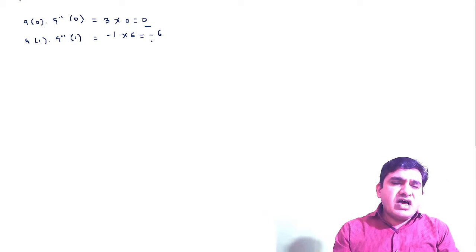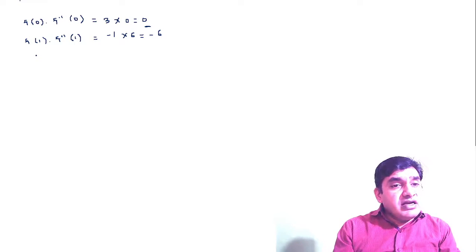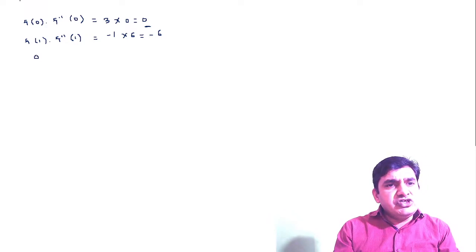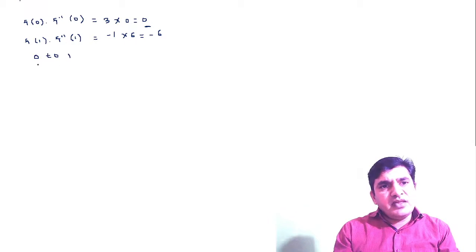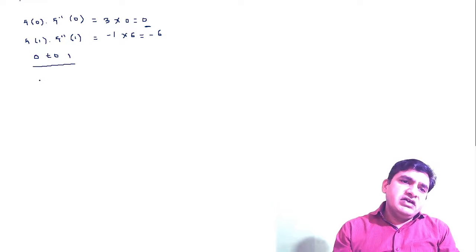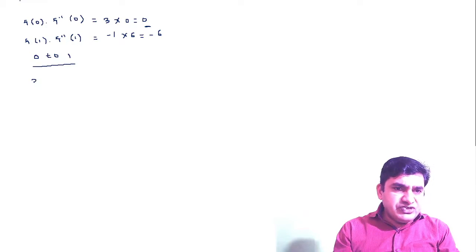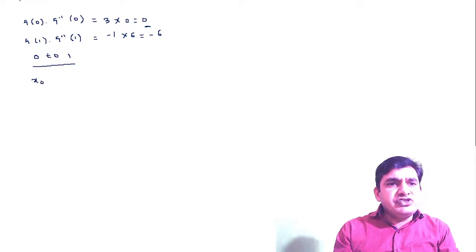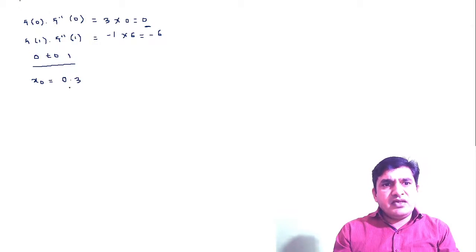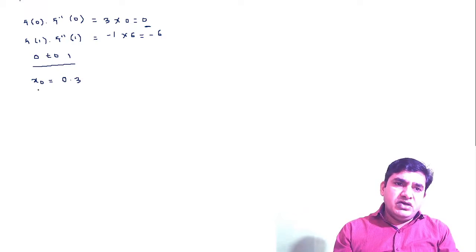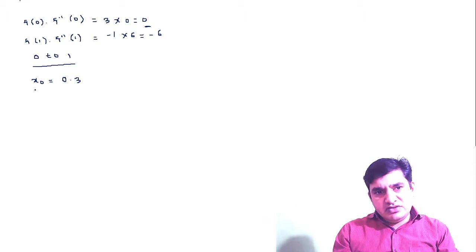Hence we try another value in between 0 and 1. So consider the value of x0 in between 0 and 1 as 0.3. This is the approximate root we consider here.